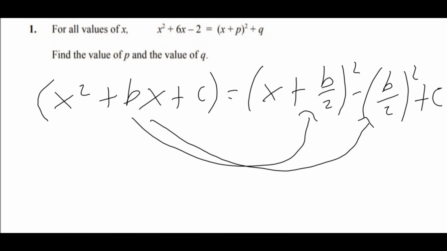This is the general form for completing the square from a quadratic. So you have (x + b/2) all squared, minus (b/2) squared, plus c, which is the remainder. Now let's move on to an example where this becomes more clear.